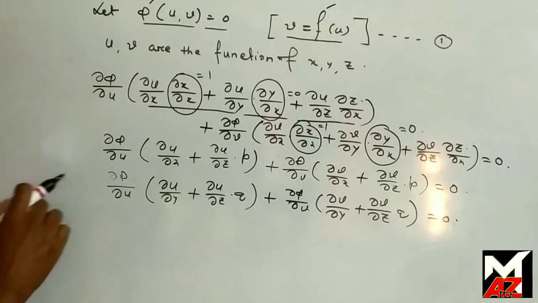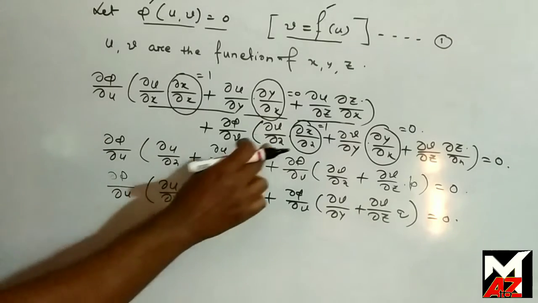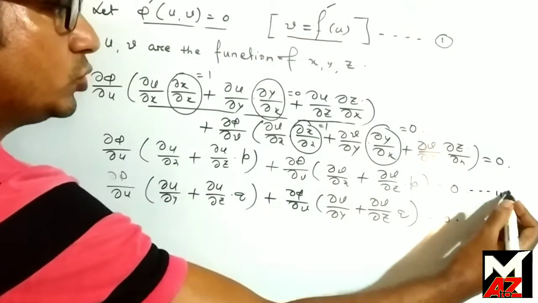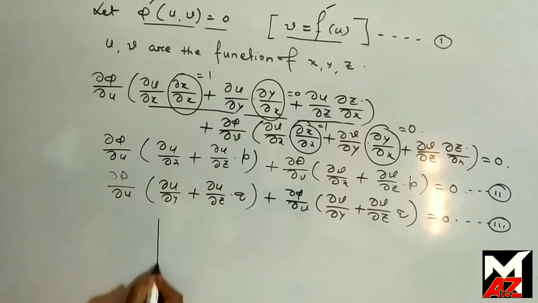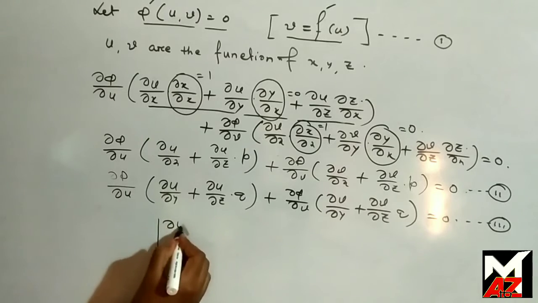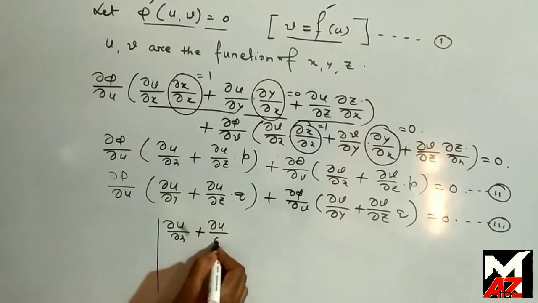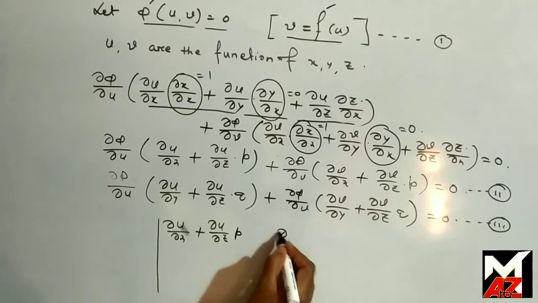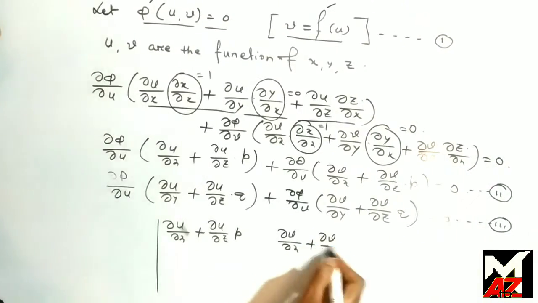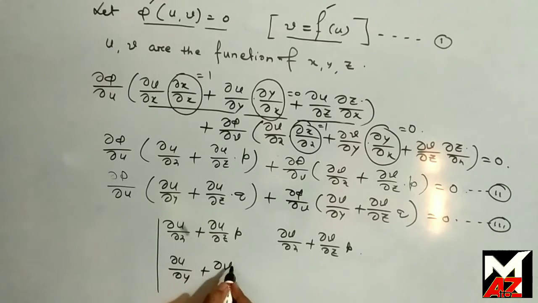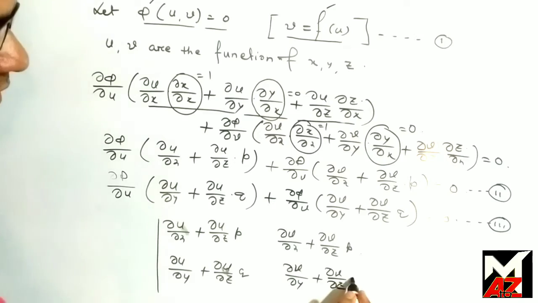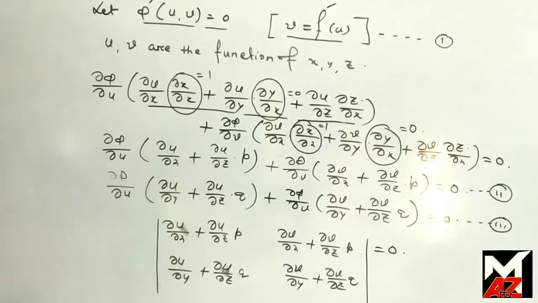Now if we eliminate del phi by del u and del phi by del v from 2 and 3, we get the determinant: del u by del x plus del u by del z into p, del v by del x plus del v by del z into p, del u by del y plus del u by del z into q, del v by del y plus del v by del z into q. This is equal to 0.